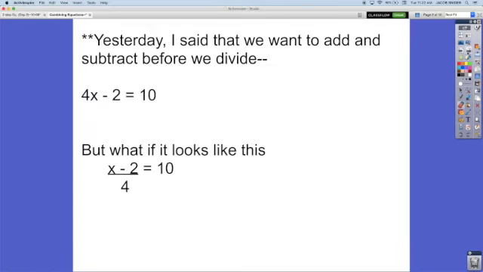Here we go. All right, so yesterday I said that we want to add and subtract before we divide, which was normally true. Right? If I was going to work out this one, copy this one down for me. 4x minus 2 equals 10. I'm going to scoot over here so I have a little more room. 4x minus 2 equals 10. Copy that for me.